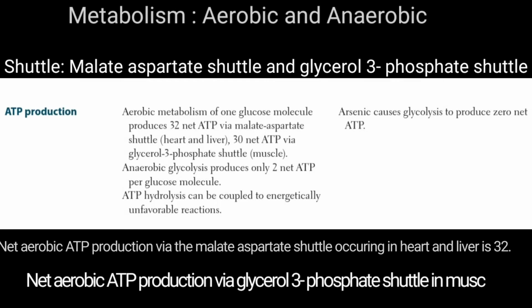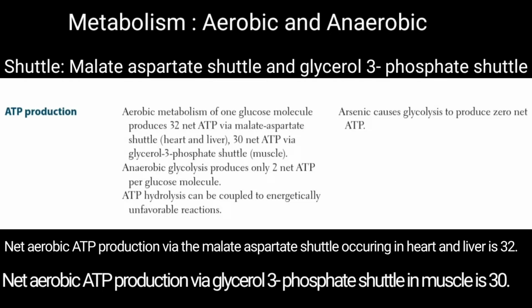Hello everyone. So we are slowly entering into the metabolism of glucose, or the metabolism of carbohydrate, we can say. Before starting the actual metabolism of carbohydrate, I want you to understand how ATP is produced from the glucose molecule, and which shuttle the glucose molecule is metabolized by. I want you to know this before starting the actual cycles of glucose metabolism.